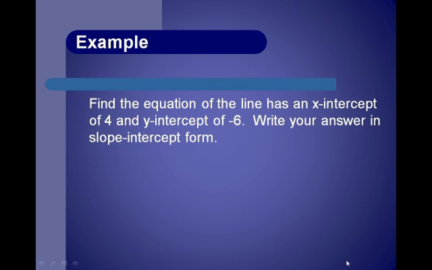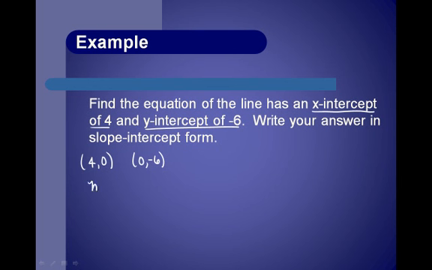Example 4. Find the equation of the line that has an x-intercept of 4 and a y-intercept of negative 6. Write your answer in slope-intercept form. So what we've got is 2 different points, or 2 ordered pairs. The x-intercept of 4 is the ordered pair 4, 0. The y-intercept of negative 6 is the ordered pair 0, negative 6.